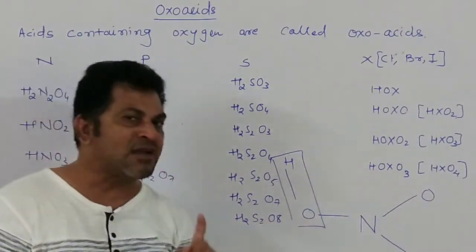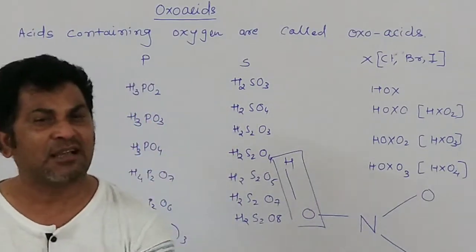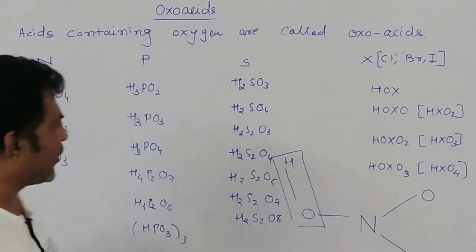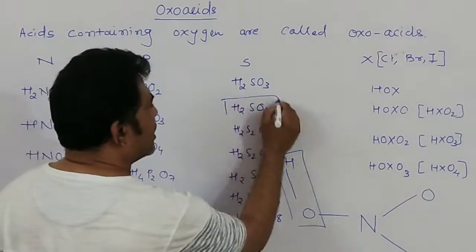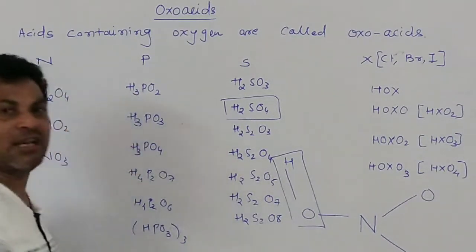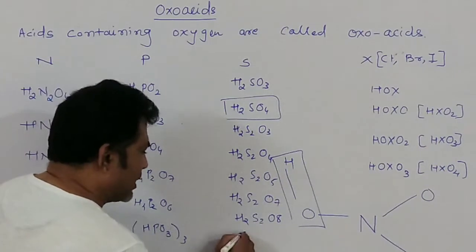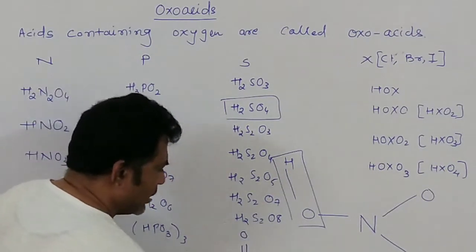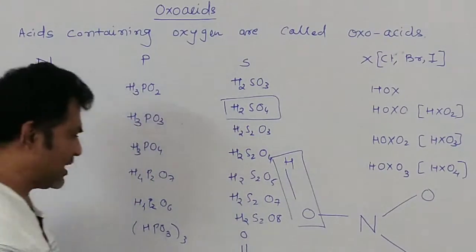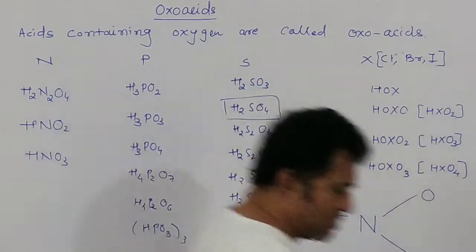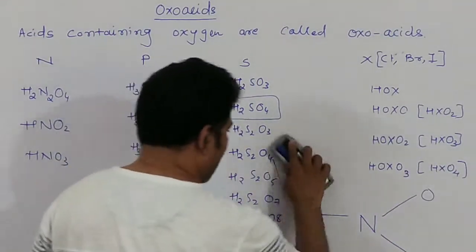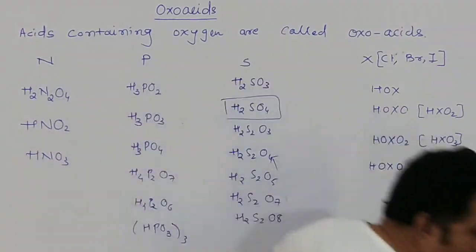If OH is present one time, the acid is known as monobasic. OH repeated two times is known as dibasic. For example, if we talk about sulfuric acid, I will show you the structure of sulfuric acid. In the structure of sulfuric acid, here one OH, here another OH. So you are able to see this. In sulfuric acid we have a very nice structure. I am drawing the sulfuric acid structure again.